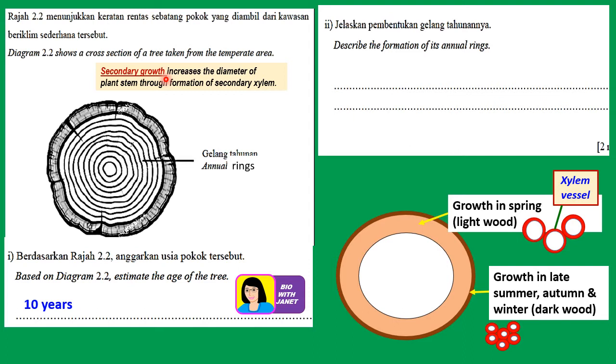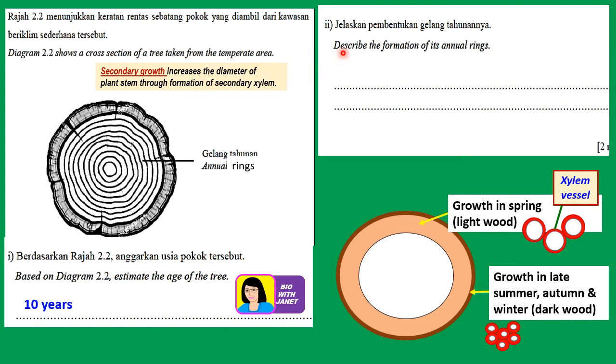After that, there's secondary growth together with the primary growth. And the secondary growth is to increase the diameter of the plant stem through formation of the secondary xylem. So all this white part here is the wood. It is actually secondary xylem, which is formed during secondary growth. It's just like any xylem, but it's formed during secondary growth, so it's called secondary xylem. Okay? So primary xylem is formed in primary growth, and secondary xylem is formed in secondary growth.